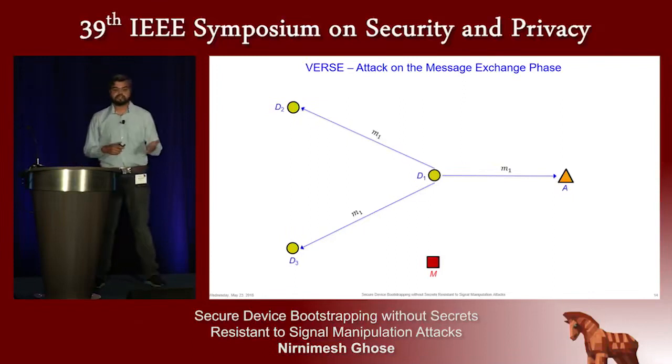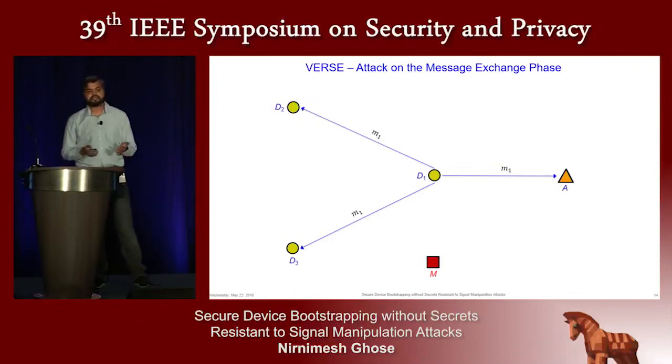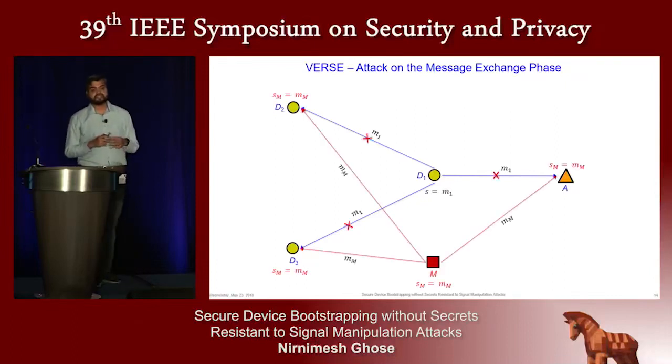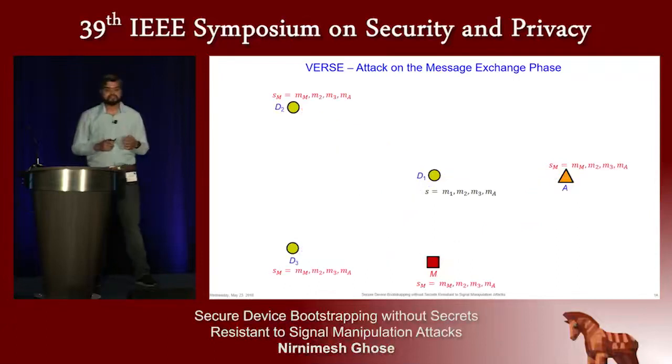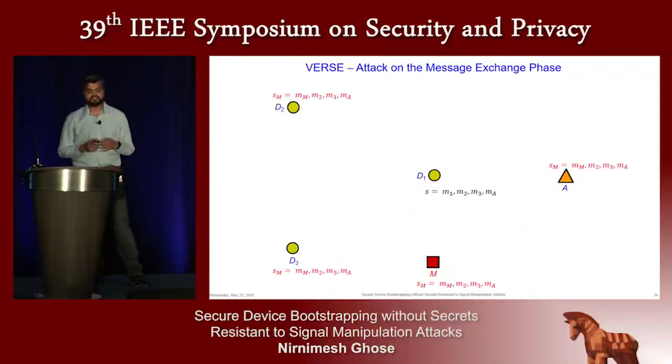So now let's see how an attacker can attempt to hijack the transmission of M1 from D1. The attacker can easily inject its own message MM by using an overshadowing attack, such that MM is received by D2, D3, and A, while D1 still has its own message M1. So after the message exchange phase is complete, D2, D3, and A will have a different protocol transcript SM, whereas D1 will have the correct protocol transcript S.